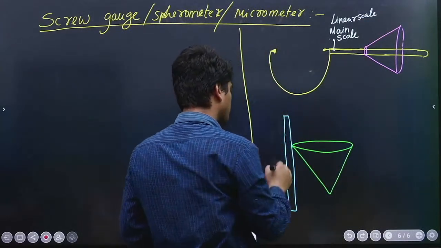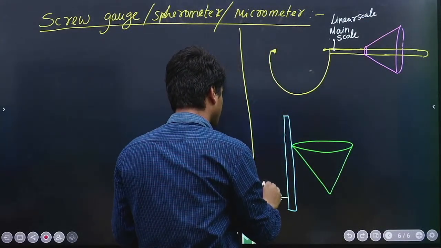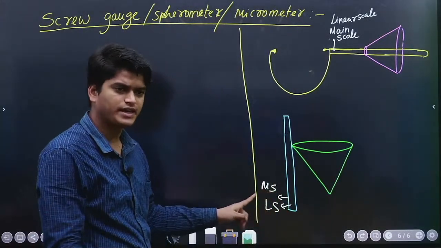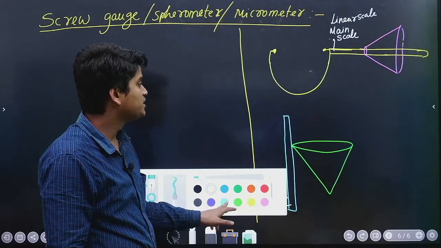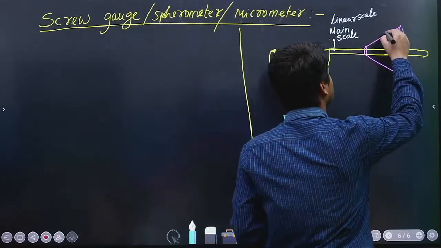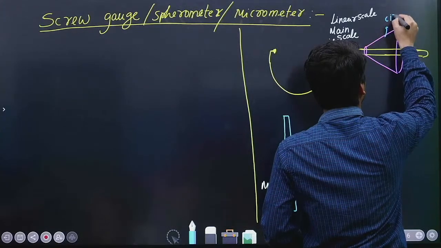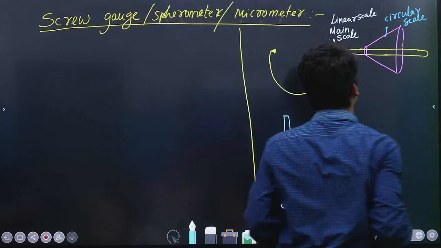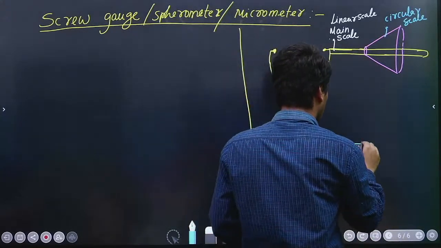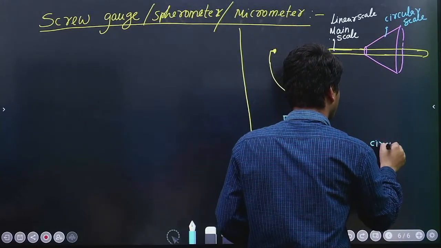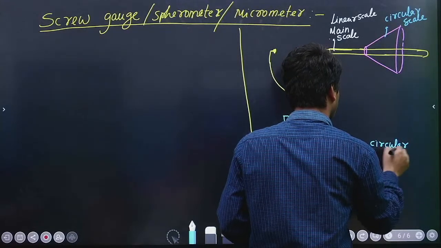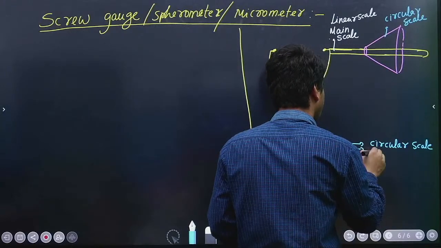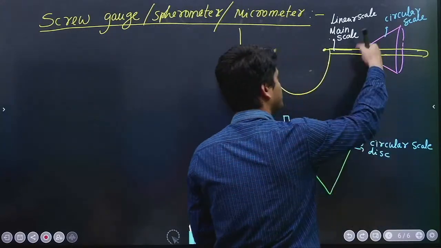And this one is what? This is also the same thing. Here it is the main scale or linear scale. MS means main scale, like that I'm giving. Now listen, what is this one? This is your circular scale. And here also it is a circular disc, which is also a circular scale. It is basically a disc structure. Here it is like a circle.